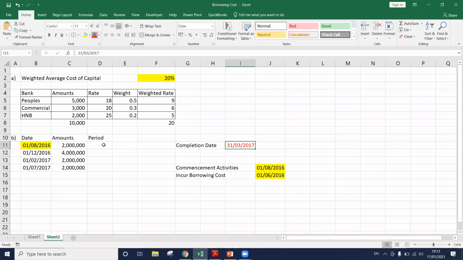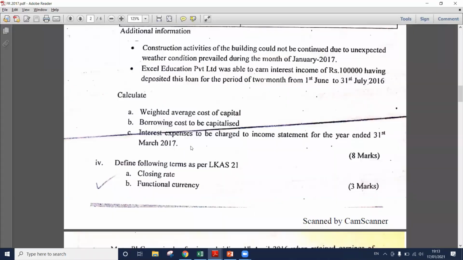August, September, October, November, December, January, February, March. 8 months. And we need to see, right? We have halted, or we have not continued, the construction activities in the month of January, right? We have halted the active development. We have halted the active development in January 2017.